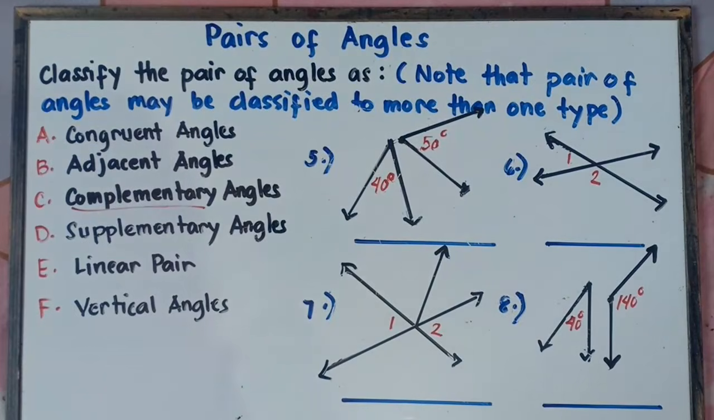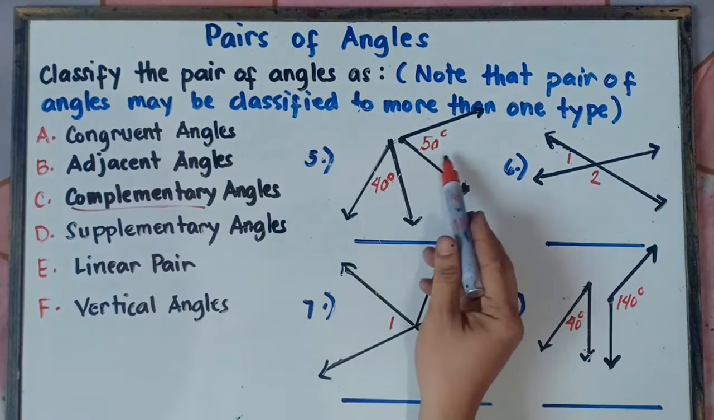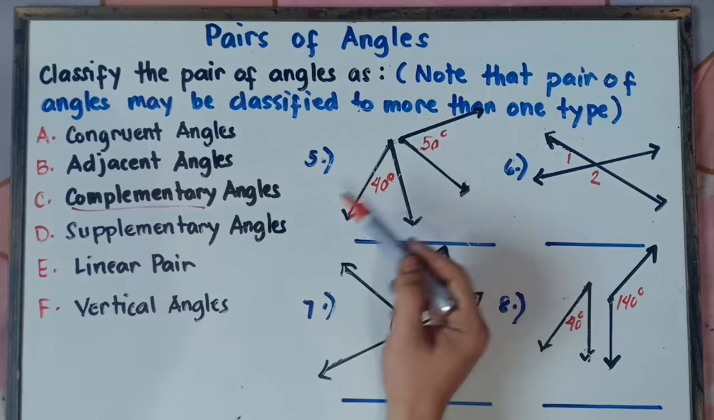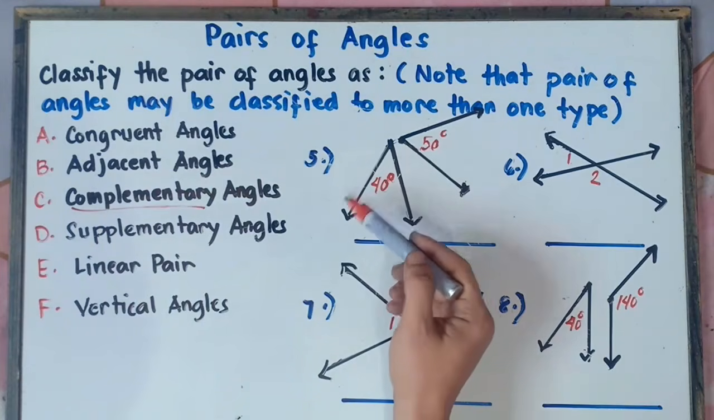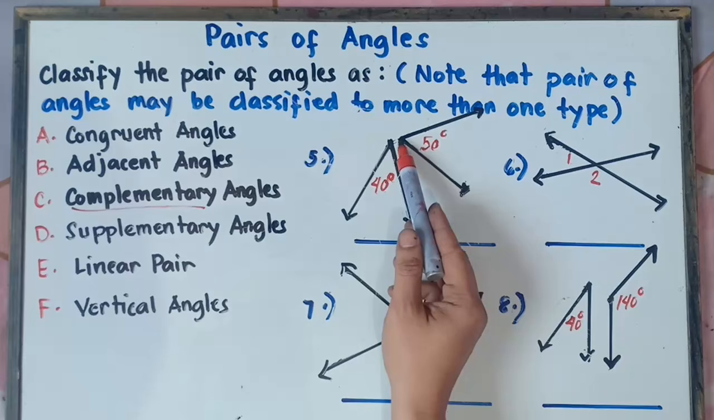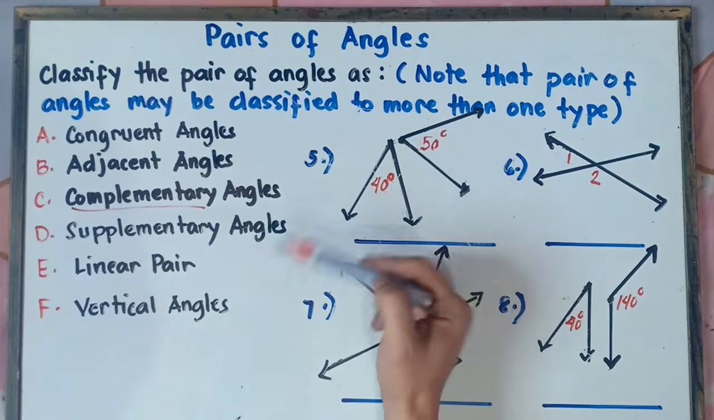So can we call this one congruent angles? Nope. They are not equal in measure, so that would be not congruent angles. Can we call this one adjacent angles? Nope. We cannot call this one adjacent angles because they don't share a common vertex.